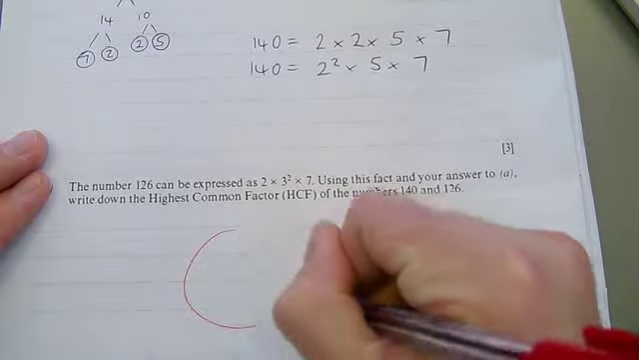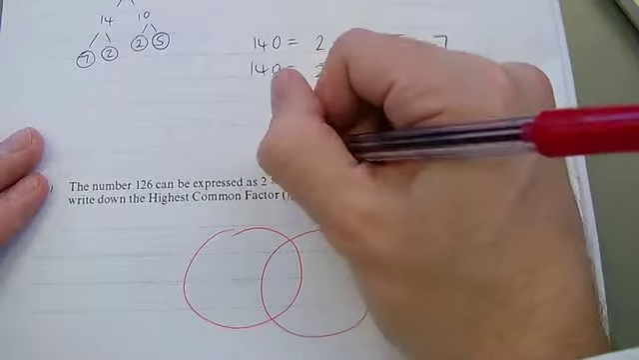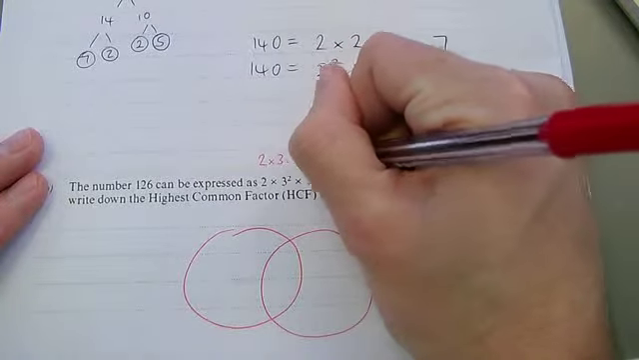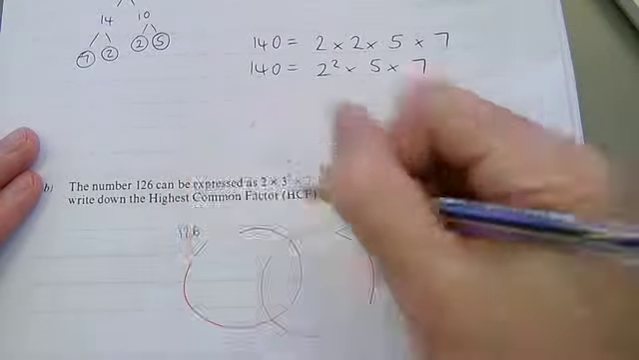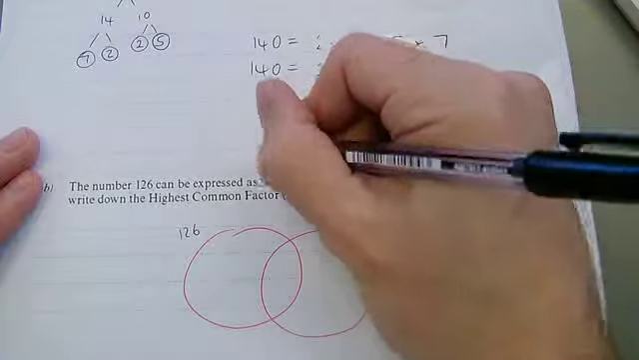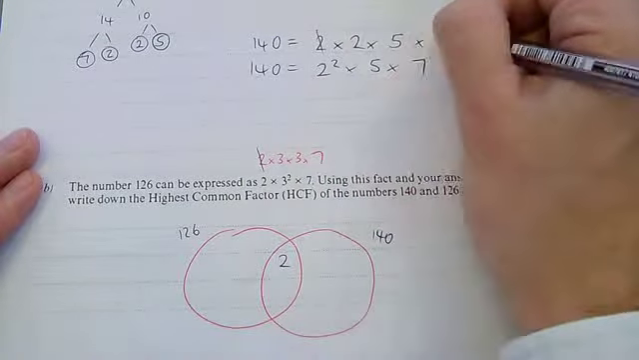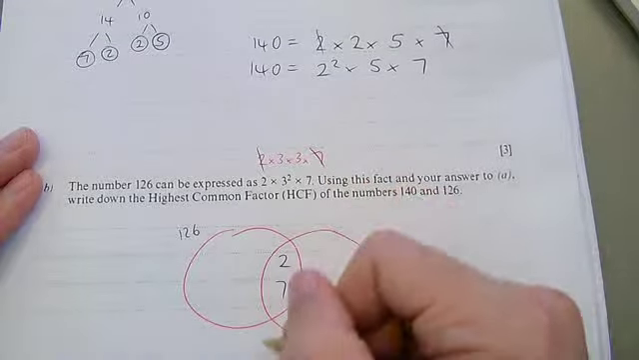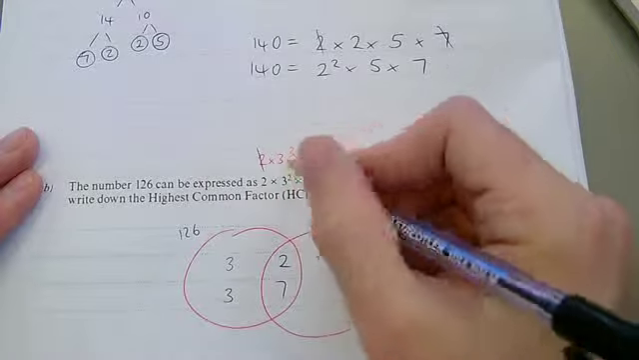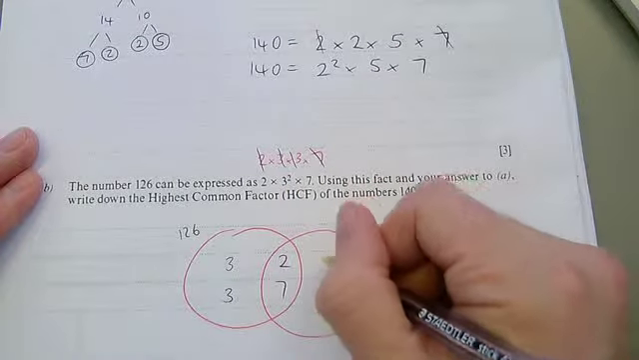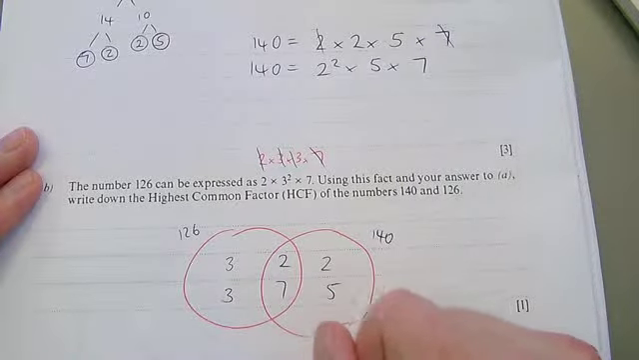So what I do is I draw it as a Venn diagram. Have you seen this before? Yeah. So numbers that are in both. Numbers that are in both lists, you cross off and put just once in the middle. So 2 is in both lists, so 2 and 2 go. And then 3 isn't in either list, but 7 is in both lists, isn't it? So 7 goes in there. So what's left on the 126, just 3 and 3? And what is left on the 140, it's 2 and 5, isn't it? So my HCF is 14, it's 2 times 7.